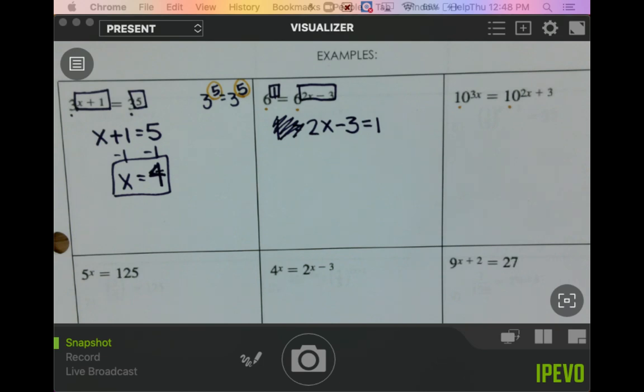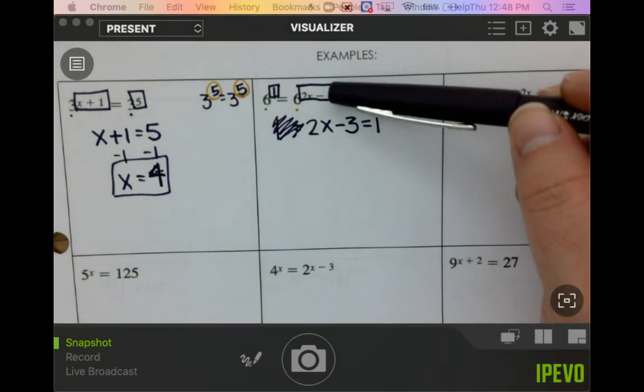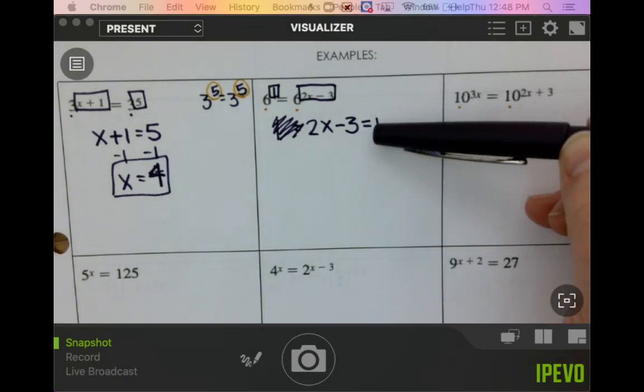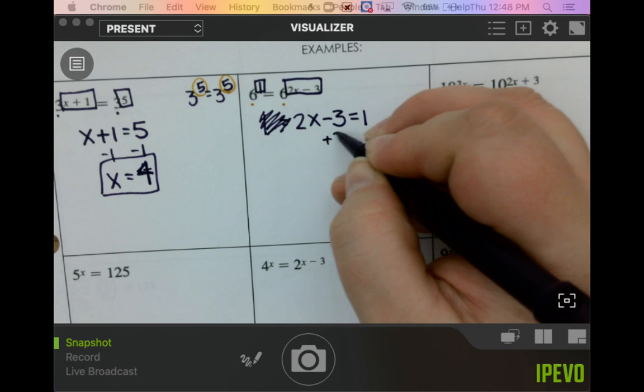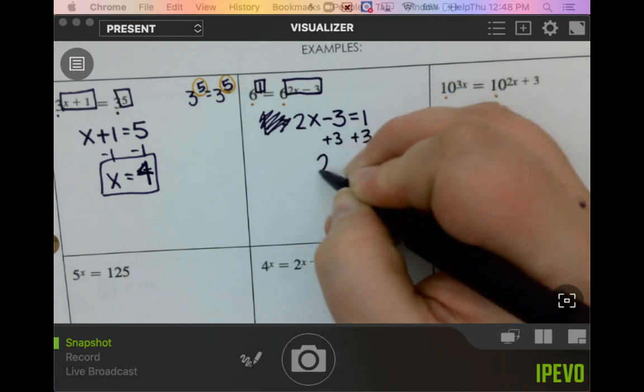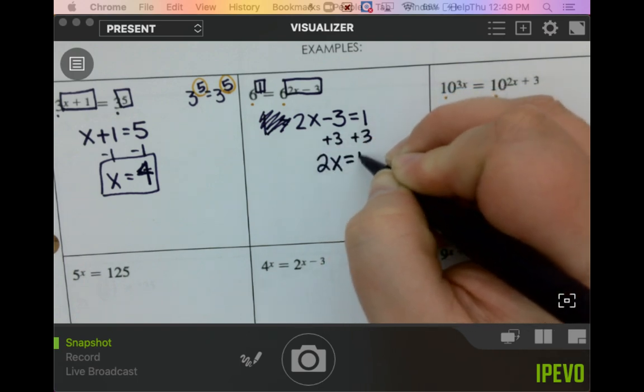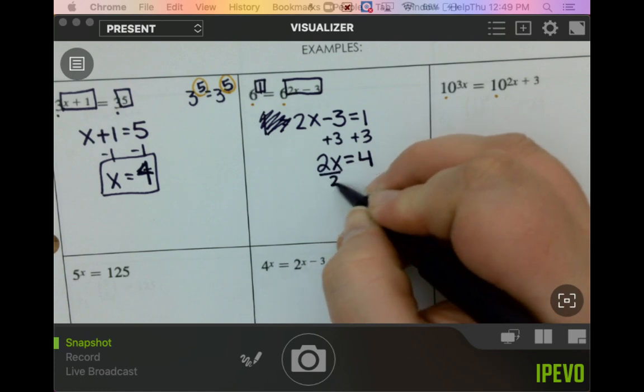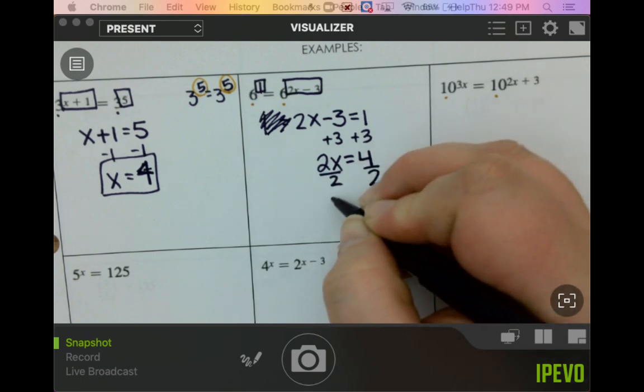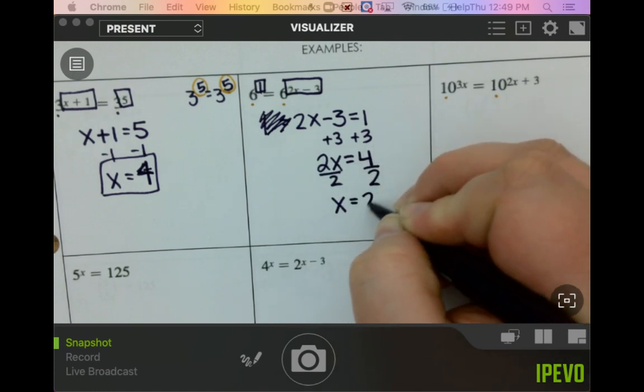This is now a 2-step equation. We can solve these. The whole idea is you take these out so that it's something you're more familiar with. Add 3 to the other side. 2x equals 4. Divide by 2. 4 divided by 2 is 2.